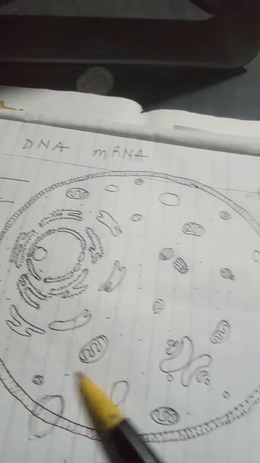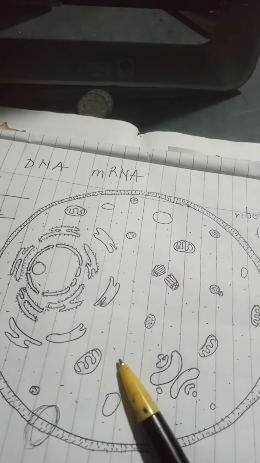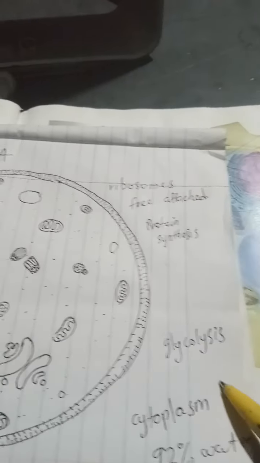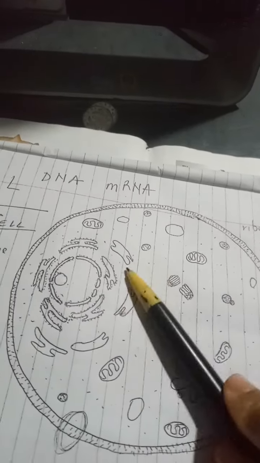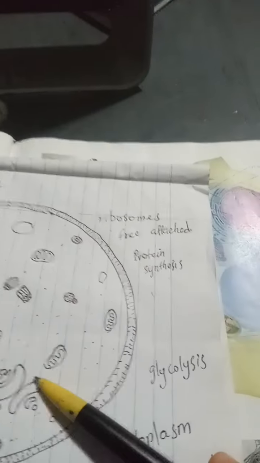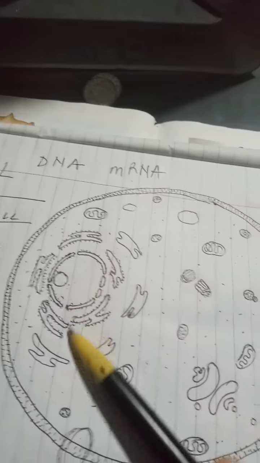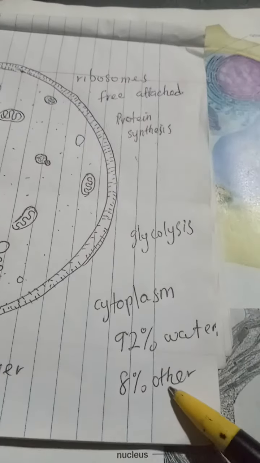So in my last video, I stopped after explaining what the empty-looking space in a cell was, which I called the cytoplasm. Now the cytoplasm, I told you, basically has two main functions. It serves as a site for many chemical reactions occurring in the cell, and it also houses most of the organelles contained in the cell. Like I told you, it is made up of 92% water and 8% other substances.